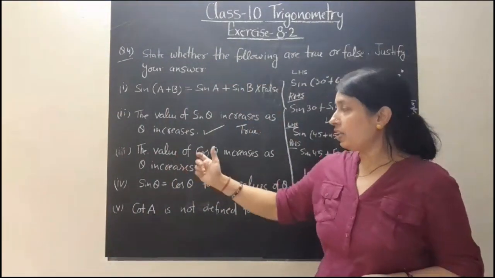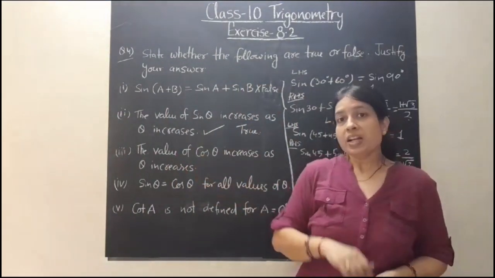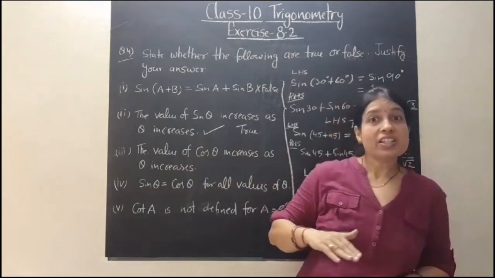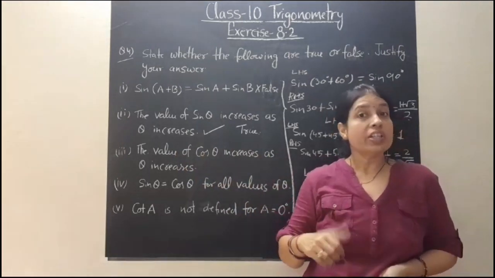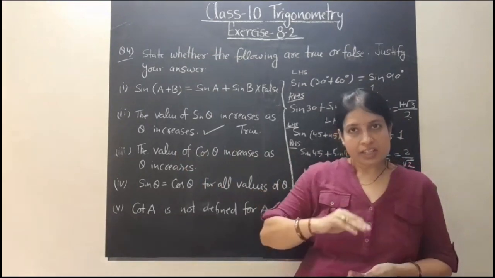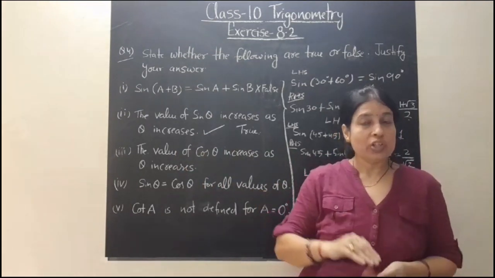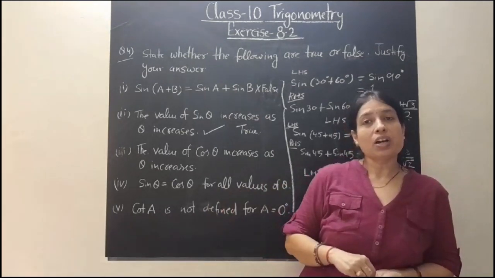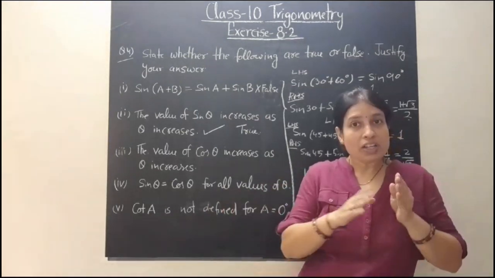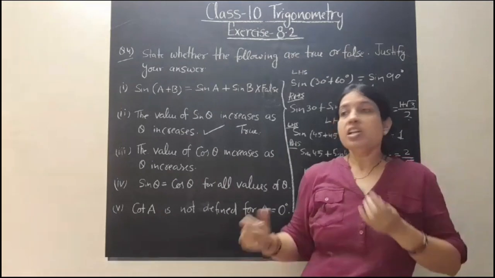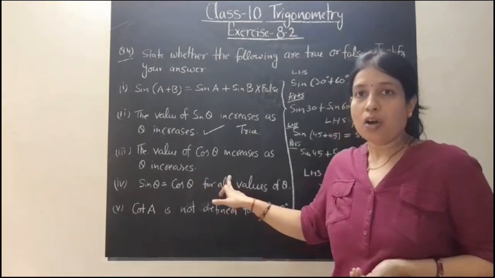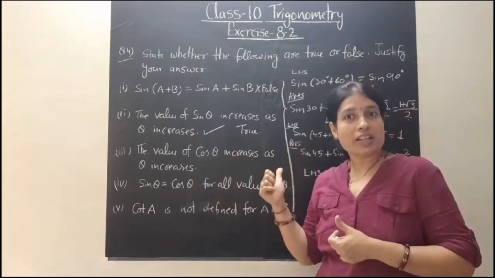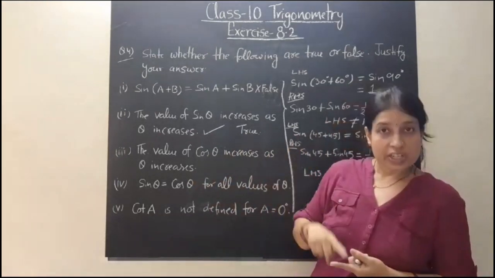So we know that the value of cos theta decreases from 1 to 0 as theta increases from 0 to 90 degree. जैसे थीटा एंगल बढ़ता है 0 से 90 डिग्री की तरफ जब हम मूव करते हैं तो cos थीटा की वैल्यू क्या होती है? घटती है, 1 से लेकर के 0 हो जाती है. So this statement is false because cos 0 is 1 and cos 90 is equal to 0.